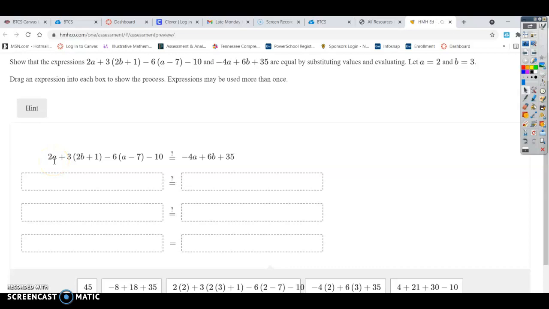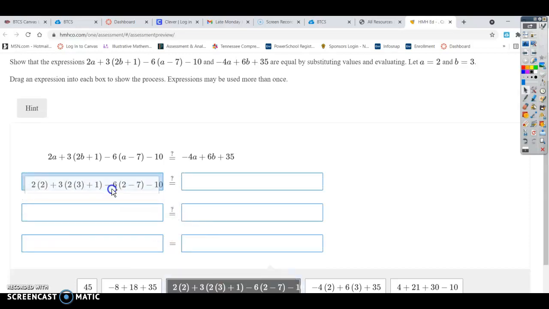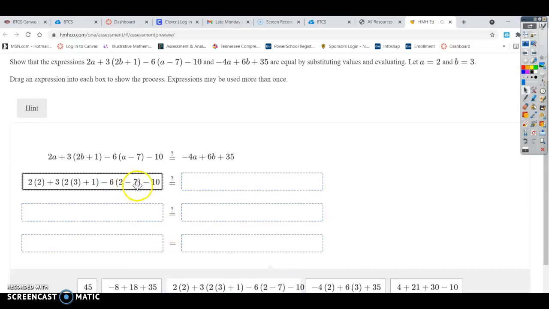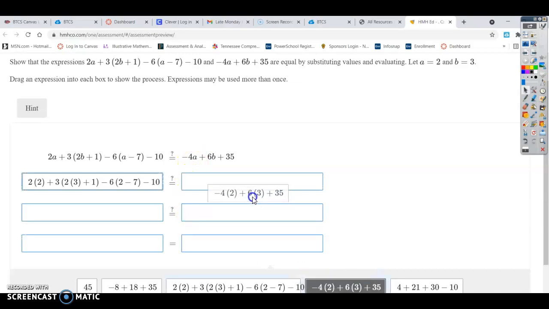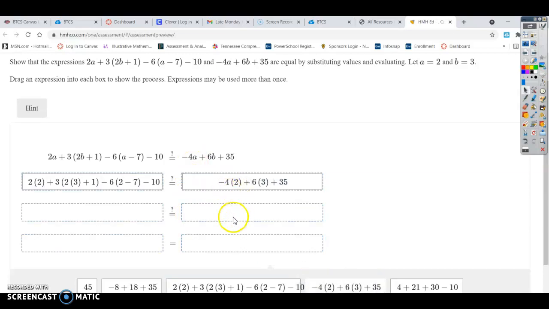So that's going to give me 2 times 2 plus 3 times 2, and b is 3, so that's the b, plus 1 minus 6, and then 2, my a is a 2, minus 7, minus 10. So we can see all we did on this first step was plug in 2 and 3 for my variables. All right, so I'm going to do the same thing on this side, negative 4 times 2. So down here, negative 4 times 2 plus 6 times 3 plus 35. So simply substituting the values in. So the question mark here, we're checking to see if these two things are equivalent.